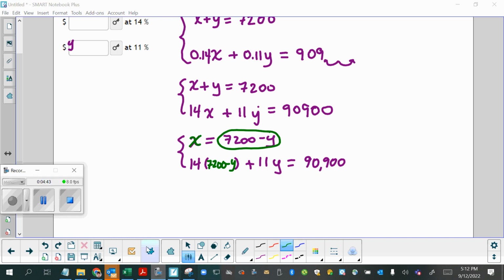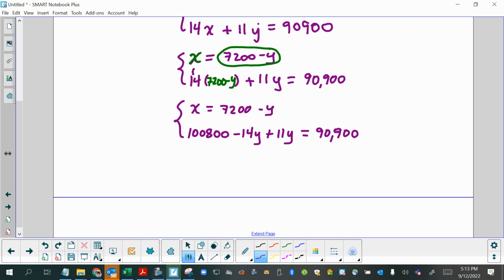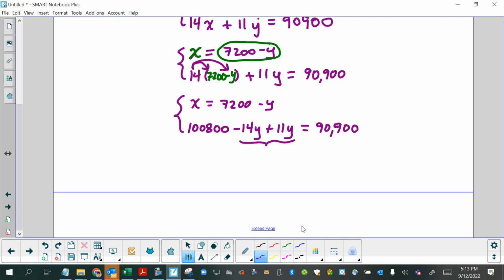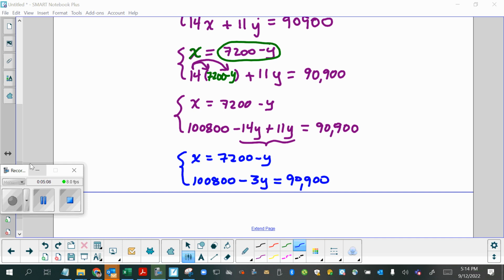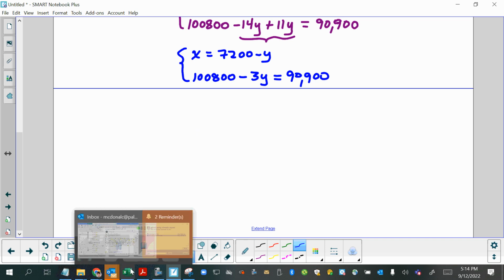So let me pause. Okay, so after distributing the 14 times 7,200, I got 100,800, and then distributing the 14 to the negative y, I got negative 14y here. And then I'm going to combine my y values and rewrite the system again. Now you can see that I have simplified by combining my negative 14y plus 11y into negative 3y. We'll continue solving for y, and as soon as y is all by itself, we'll be done.